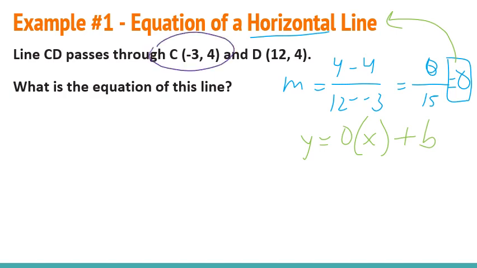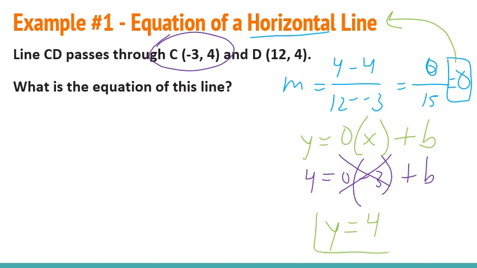So let's plug in one of these points. I'll choose this one. So we'll say 4 equals 0 times -3 plus b. All right, so solving for the b value. 0 times anything is 0, so our b value is just 4. So that means I can write this equation as y equals, well, I don't really have to write 0x, right? 0 times x is 0, so I can just call this equation y equals 4.